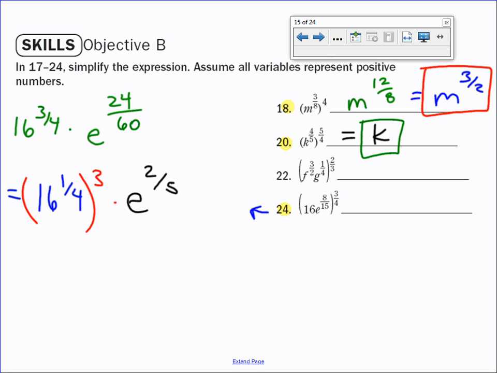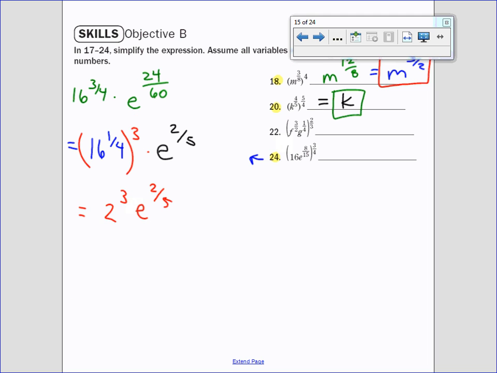Everybody find the 4th root of 16. What's the 4th root of 16? Be ready. Luke? 2. Good. We still need the cubed. e to the 2/5. And our last step, what's 2 cubed? Andrew? 8. Good. 8e to the 2/5. Good. And we'll box that.